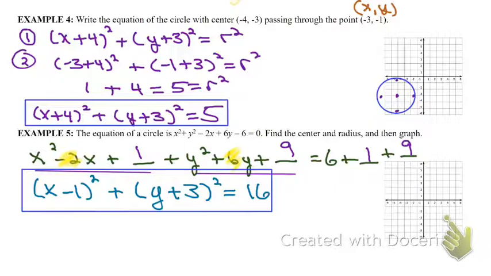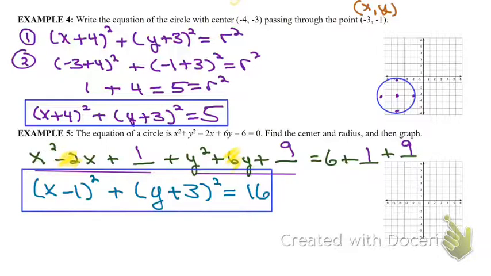And then, where did I get the 16 from? Well, I just added the 6 plus 1 plus 9. And so, Mick, what's the center? When you look at this, you can see that you are subtracting 1 from x, so that's your h of your center. That's the x coordinate of your center.